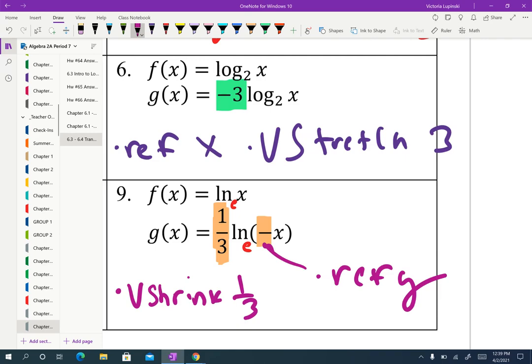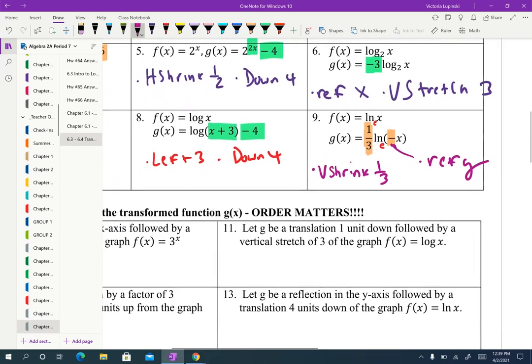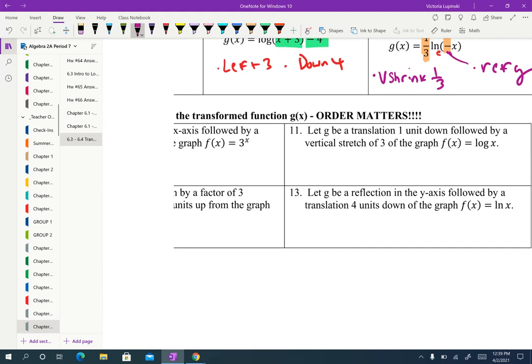In addition to being able to just identify them in words, you might have to go ahead and actually write an equation.